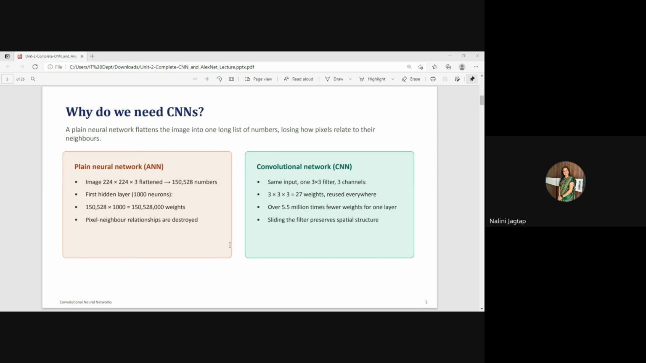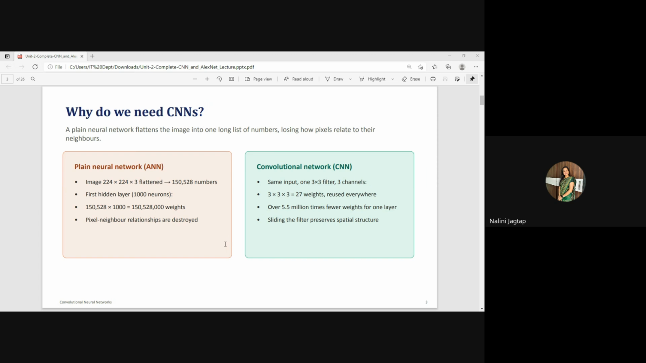Now suppose the very first hidden layer had just 1,000 neurons. Then every one of those 150,528 inputs connects to every one of those 1,000 neurons, which gives us over 150 million weights. And that's for a single layer of the network. I hope this is clear to all of you.